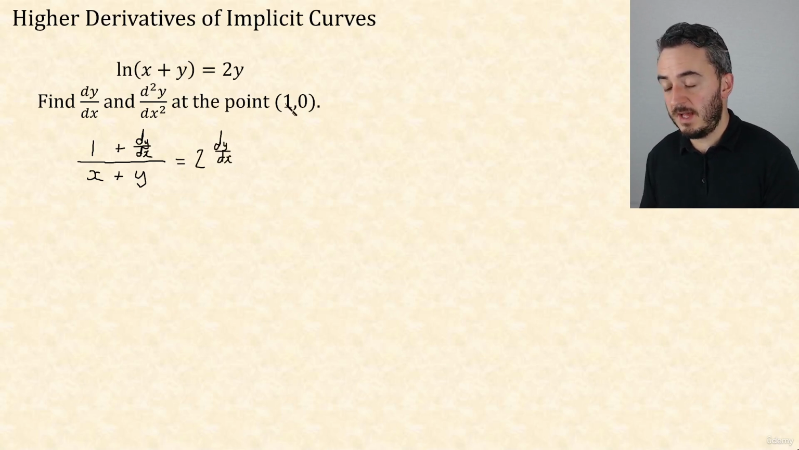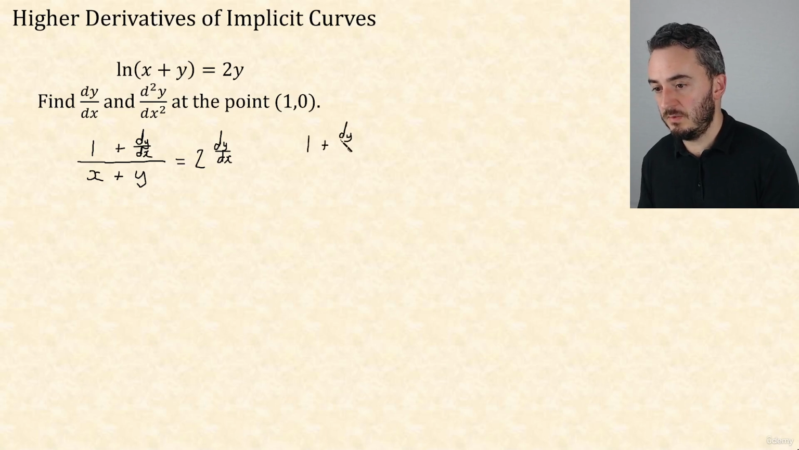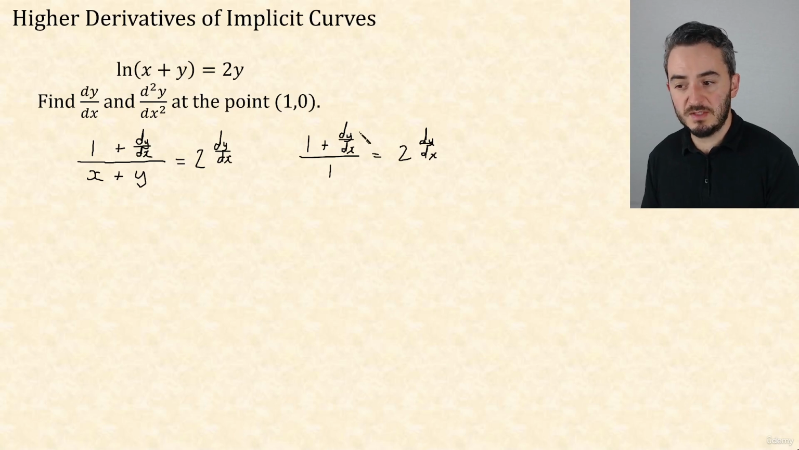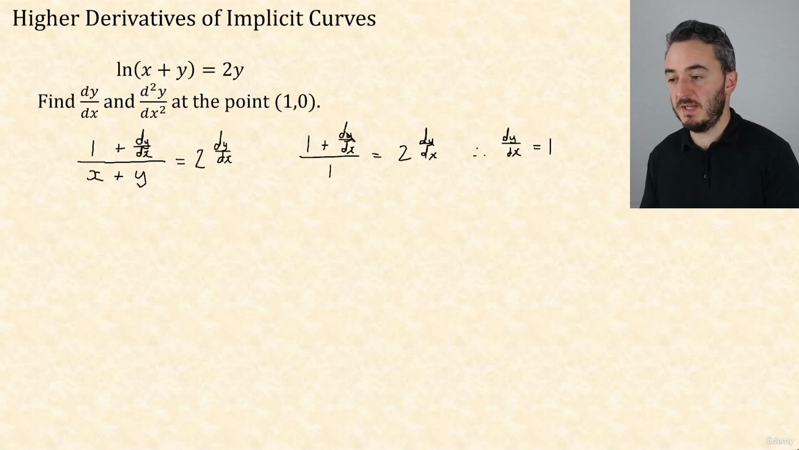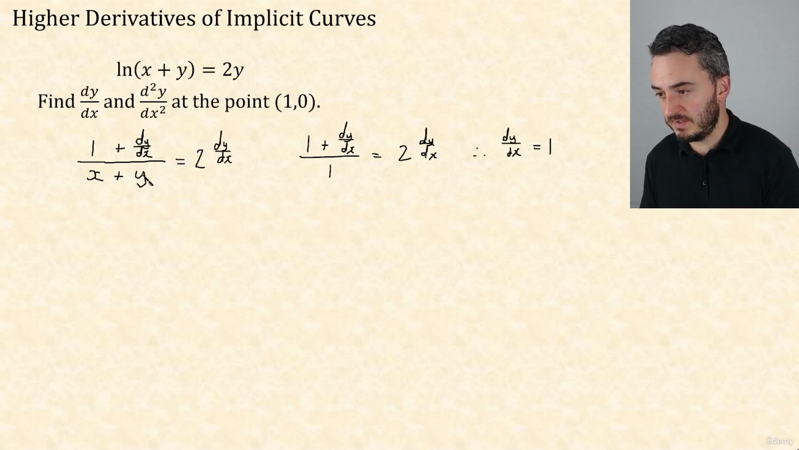So subbing in x = 1, y = 0, I'm going to get (1 + dy/dx) over 1 + 0, so that's just 1, equals 2 dy/dx. So that's just 1 + dy/dx = 2 dy/dx, which means that dy/dx = 1. So nice value for dy/dx at that point. Let's now go for the second derivative.